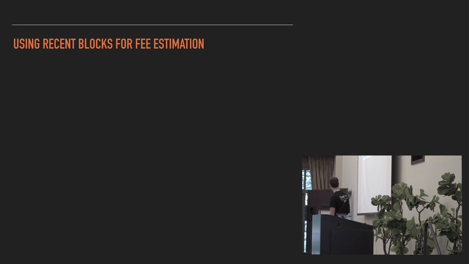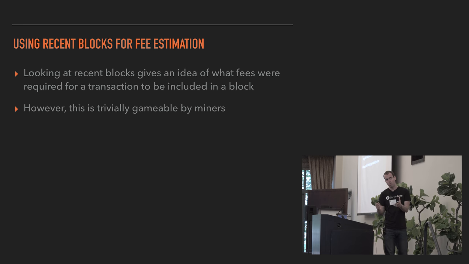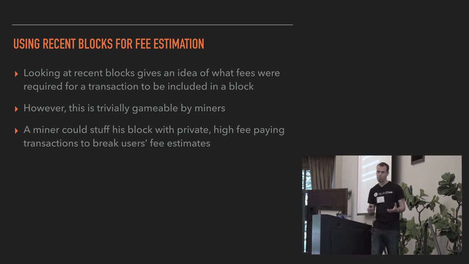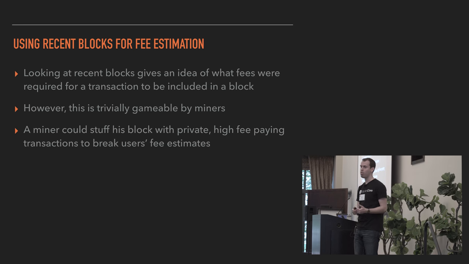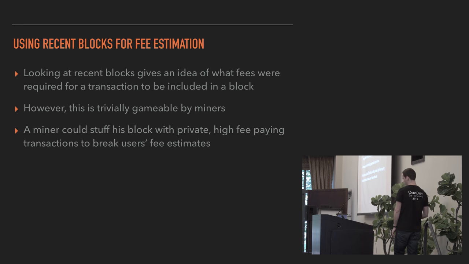All right, so you could use recent blocks. And looking at recent blocks gives you an idea of how much fee was required to be included in a block. But again, there are problems with this. That's trivially gameable by miners. A miner could stuff his block with private high-fee paying transactions, and everyone looking at that on the network might think to themselves, oh, I need to include a really high fee because the last block only had high fees in. So you need a bit more information than that.